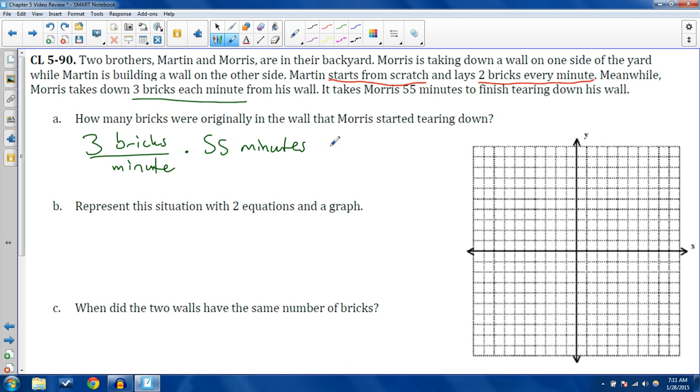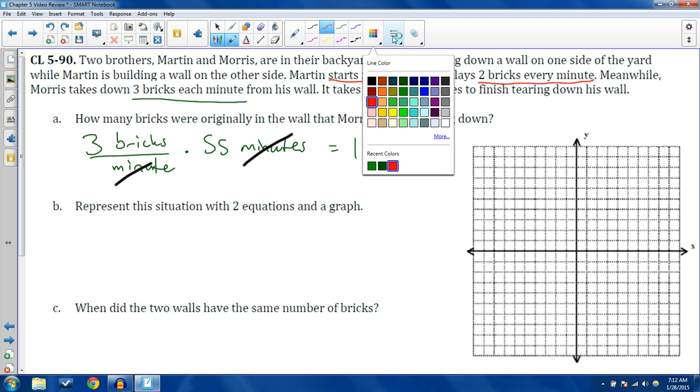So if he tore down that many, you're going to do that multiplication, 3 bricks every minute for 55 minutes. So after 1 minute, he's done 3. After 2, he's done 6, etc., up to 55. So you can either add 3 55 times or do 3 times 55, which is 165 bricks. You're going to do this a lot in chemistry, this whole unit conversion and cancellation. Notice how minutes divide each other out. So that's kind of nice.